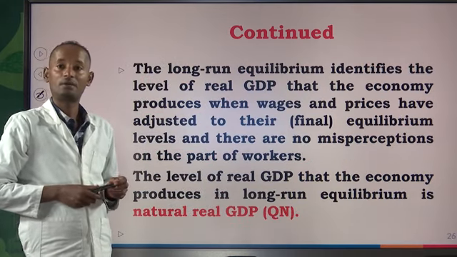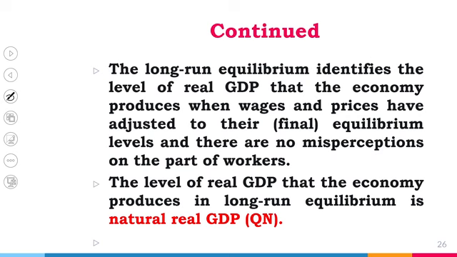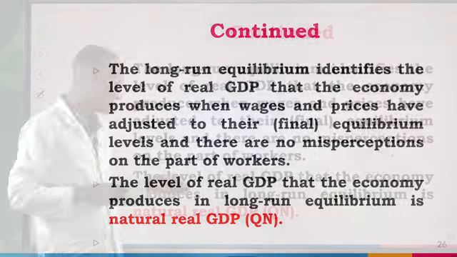And the long run equilibrium identifies the level of real GDP that the economy produces when wages and prices have adjusted to their final equilibrium levels and there is no misperception on the part of the workers. And the level of real GDP that the economy produces in the long run equilibrium is the natural real GDP, or QN, graphically, as you saw in the previous slides.